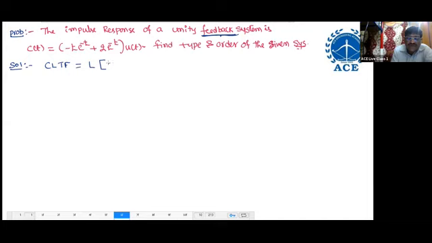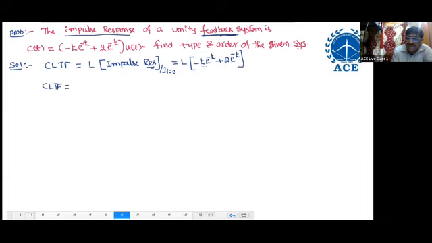It is the Laplace of the impulse response, with all initial conditions 0. Apply the Laplace transform. This is an impulse response only, very clearly mentioned. So what is the Laplace of the impulse response? Minus t e power minus t plus 2 e power minus t. Apply the Laplace transform, then you will get the closed loop transfer function.